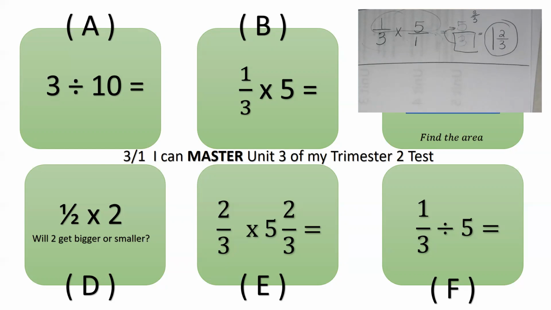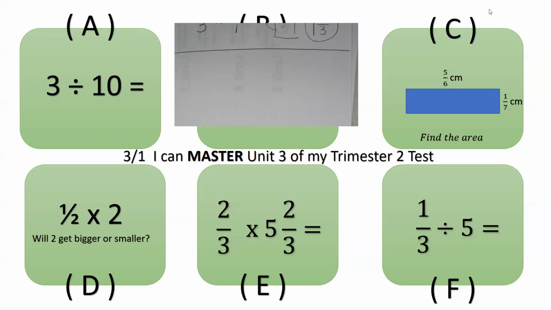So that answer is 1 2/3. This Common Core says the students can find the area of a rectangle with fractional sides. Remember, to find an area of anything, you are going to multiply. You're going to multiply the length times the width. So you're going to multiply the one side with the other side.